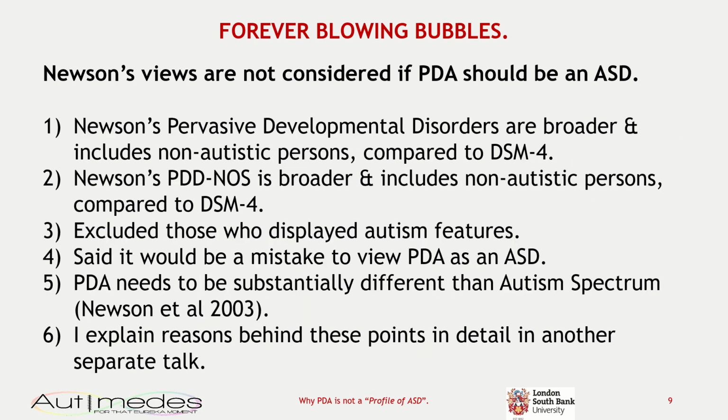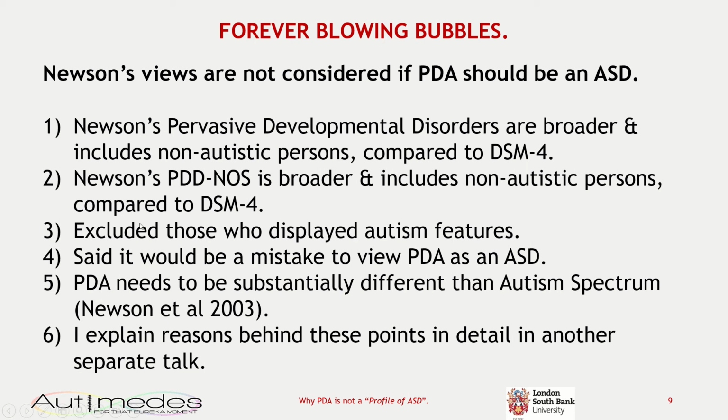Neeson's pervasive mental disorders diagram is broader and includes non-autistic persons compared to DSM-4. We know this because specific language impairments has a quite high prevalence rate of around 3 to 7% of the human population. Also, Neeson's PD-NOS is broader and includes non-autistic persons because, as I said previously, within the DSM-4 pervasive mental disorder not otherwise specified is defined by its direct relation to those not meeting clinical threshold for Asperger's syndrome or autistic disorder. Well, for Newton, it's anyone not meeting threshold for the autism spectrum, PDA, and specific language impairments.